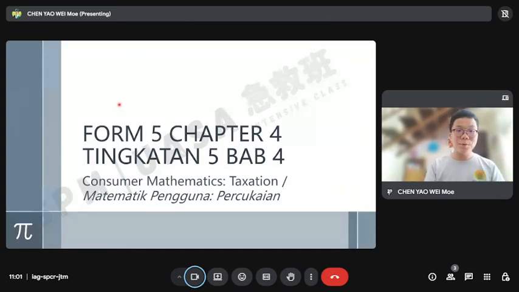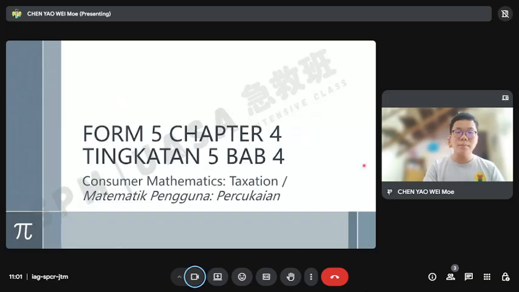Hi guys and welcome to our Mathematics Form 5 Chapter 4. This is the chapter that I like most: taxation. What I like about it is that, compared to insurance, I prefer its calculation. The explanation for the tax is quite long, but actually I like the calculation because it's very easy compared to insurance.